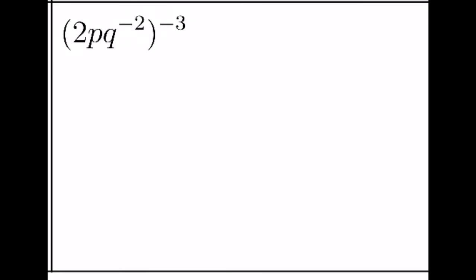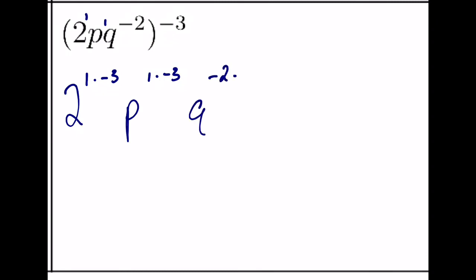Looking at this next problem, remember that 2 is raised to the first power and p is raised to the first power. Any number or variable that does not have an exponent is actually just raised to the first power. It's invisible, like the 1 in front of p. So when we use the power rule, this becomes 2 times 1 times negative 3, p to the first power times negative 3, and q to the negative second power times negative 3.